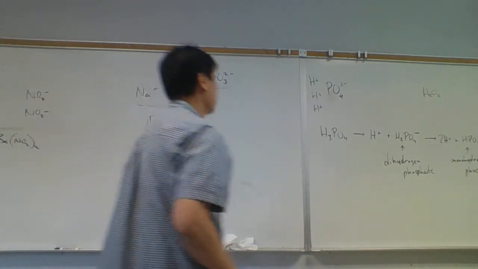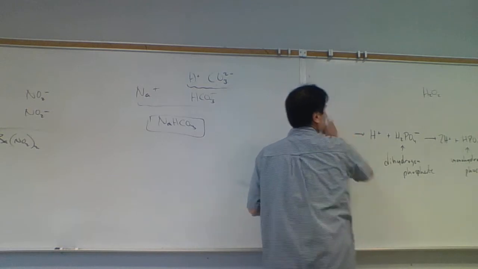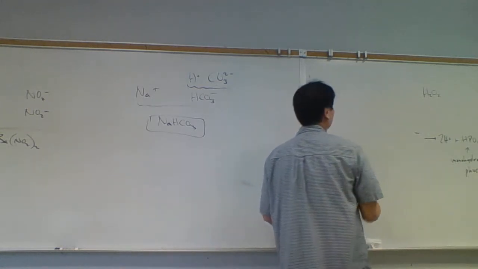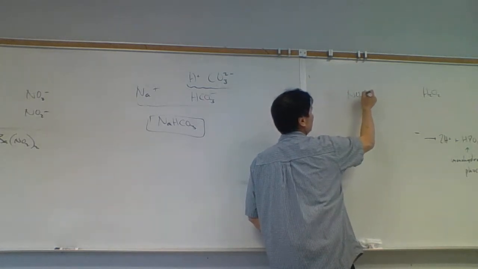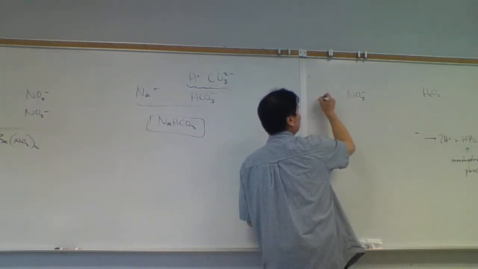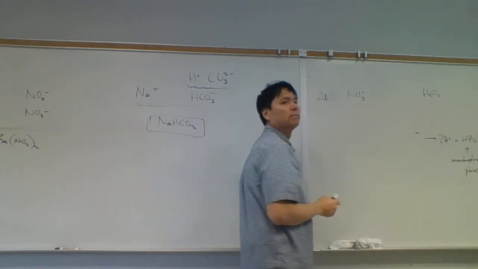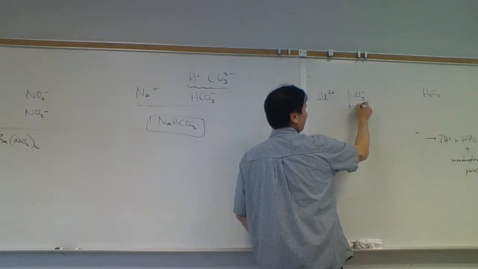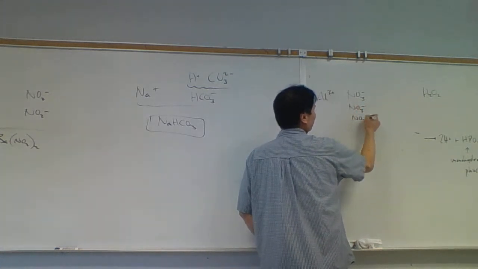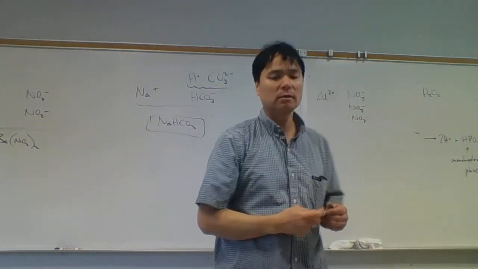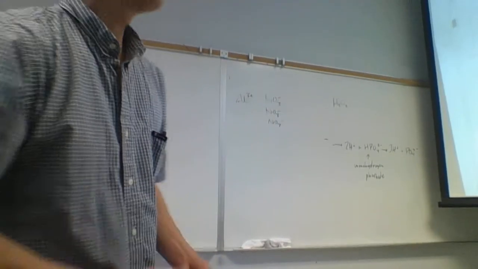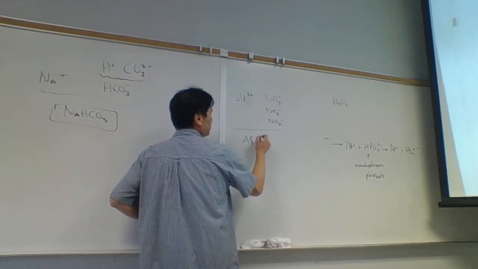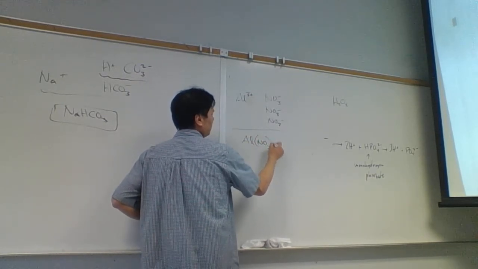Aluminum nitrate. So if we look at nitrate, it is NO3 with a charge of minus. Aluminum is what charge? 3 plus. And so we're going to need how many nitrates? 3. Nitrate's a very common ion, a very important ion. So this one, aluminum nitrate, will be Al(NO3)3.